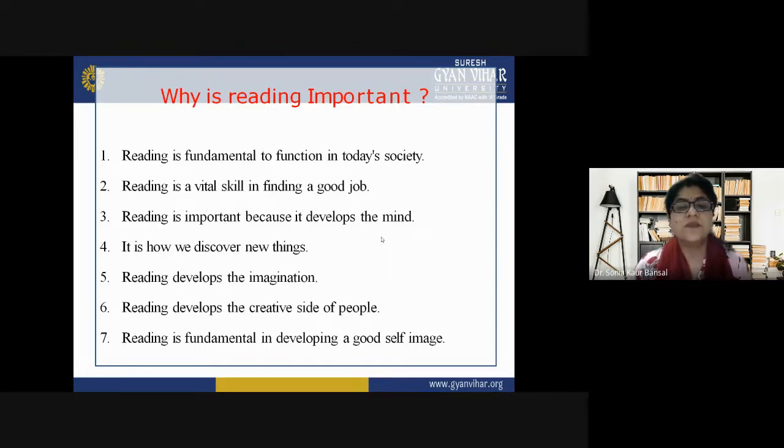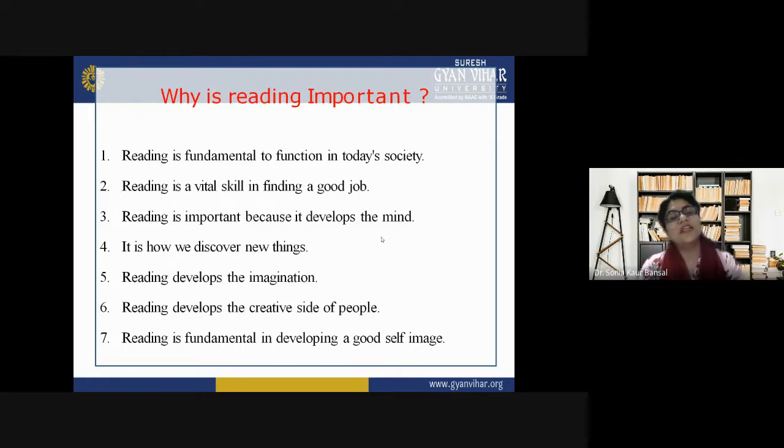Then students, reading is important because it develops the mind. It is actually very necessary. When you read something, you decode some symbols and then you retain it in your mind, and your mind works accordingly to what you have read. So this is how it works. Then next, it is how we discover new things. If we want to go through some research findings or any conclusions which are made around the world, we have to read. We actually must be very skilled in good reading.